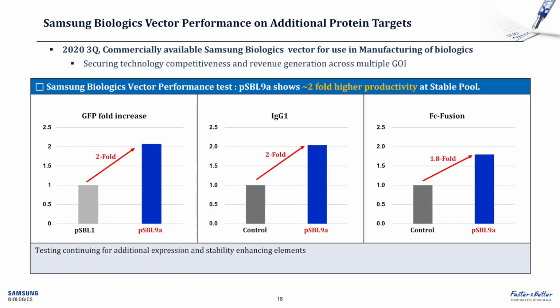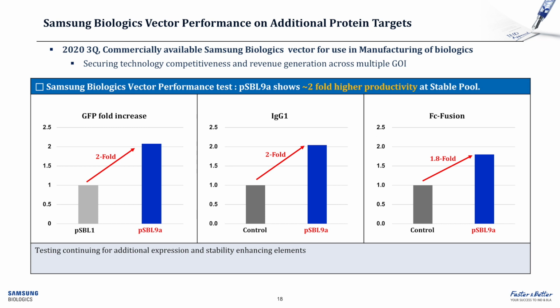So what did that look like once we cloned in the actual gene of interest? Again, I'm just repeating the data on the left here that was shown on the previous slide, where a twofold increase was shown using GFP from the PSBL1 to the PSBL9A. Once we use the IgG1 and Fc fusion, that same fold increase was shown with both molecules. So that gave us quite a bit of encouragement, both for our model using the GFP, but also that the improvements would bear fruit as we moved through now with an improved vector and improved host.